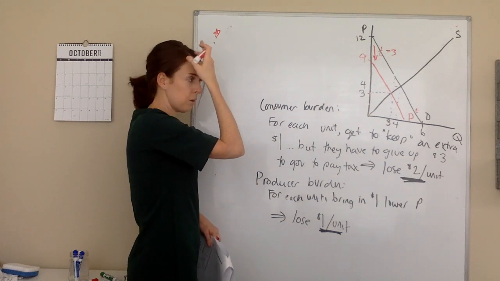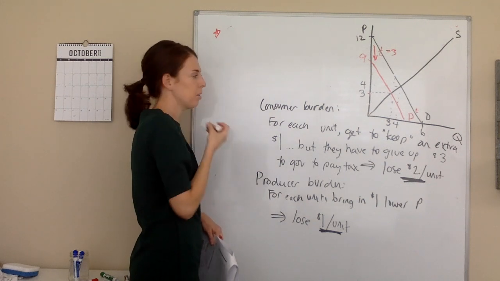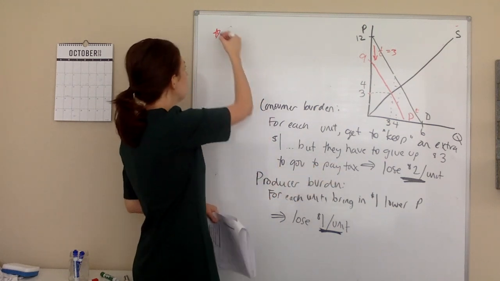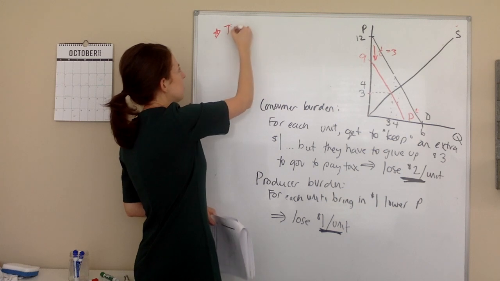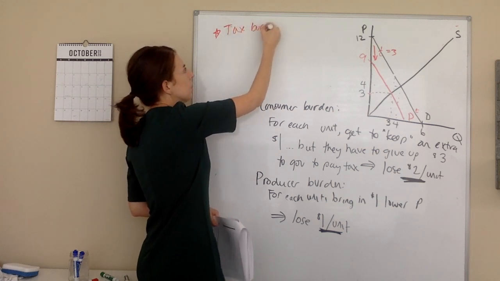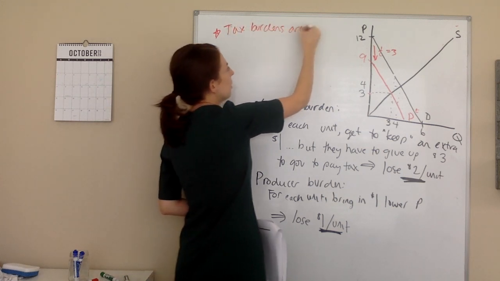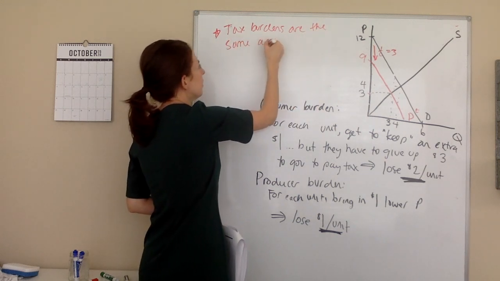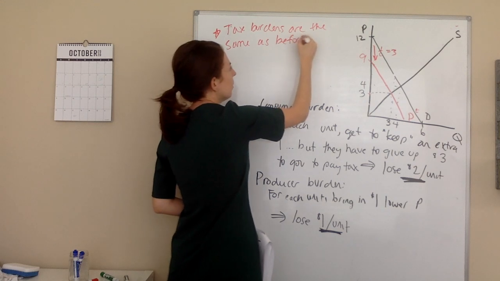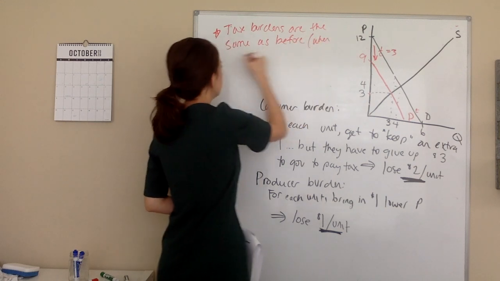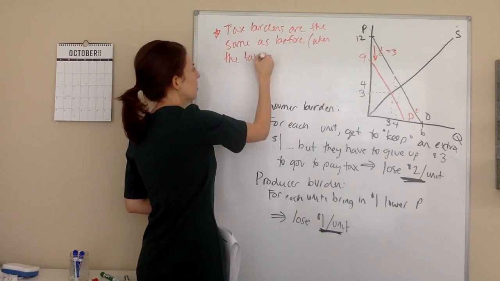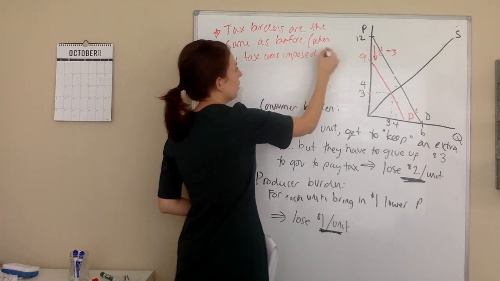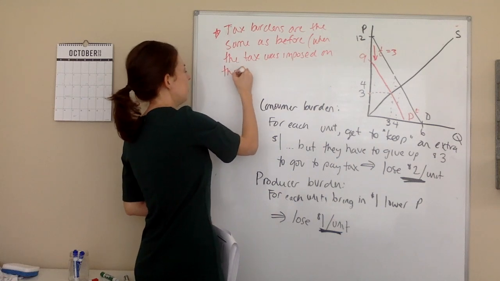We said it doesn't matter whether you take the tax and slap it on the buyers or on the sellers. The tax burdens will be the same in either situation. So the tax burdens are the same as before, in parentheses, when the tax was imposed on the other side of the market.